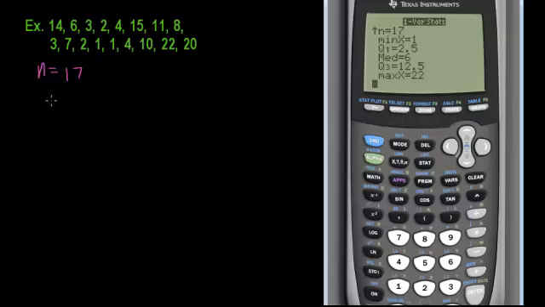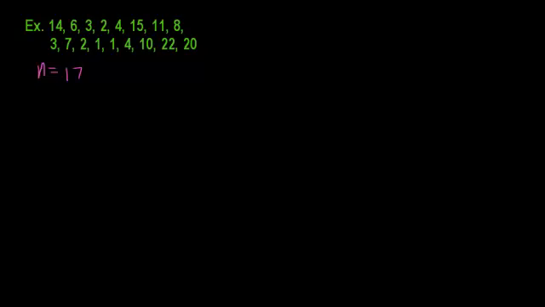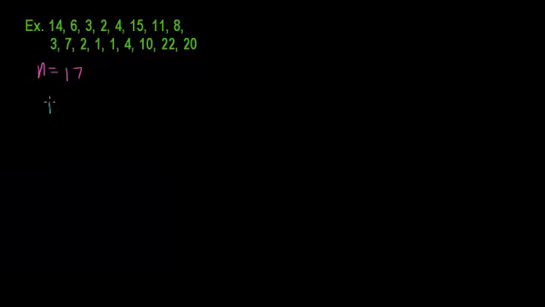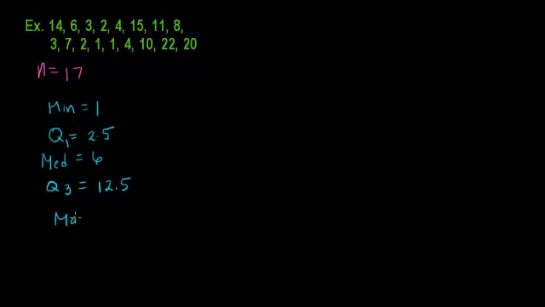So now let's just record those. So our minimum is 1, Q1 was 2.5, our median was 6. Whoops, I didn't write Q1, did I? Q3 was 12.5, and our maximum value was 22.